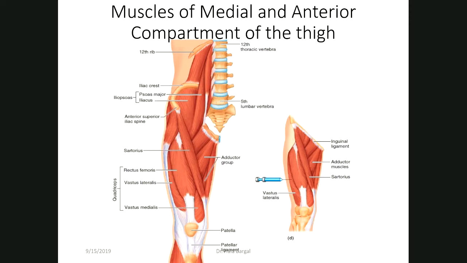Also, we have a very long muscle. This muscle we call sartorius. It starts, as you see, from the anterior superior iliac spine, and ends here in the medial condyle of the tibia. This sartorius, or tailor's muscle, is responsible for the crossing of the legs or the special position of the old tailor.